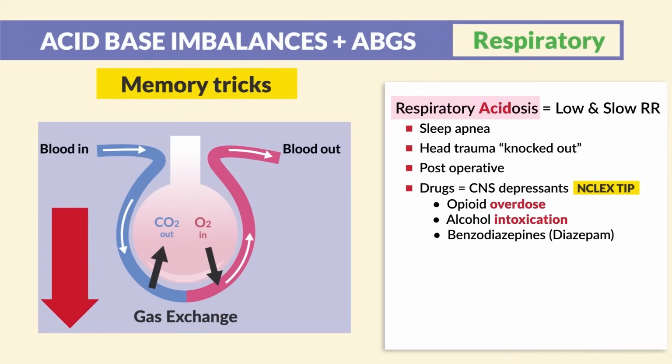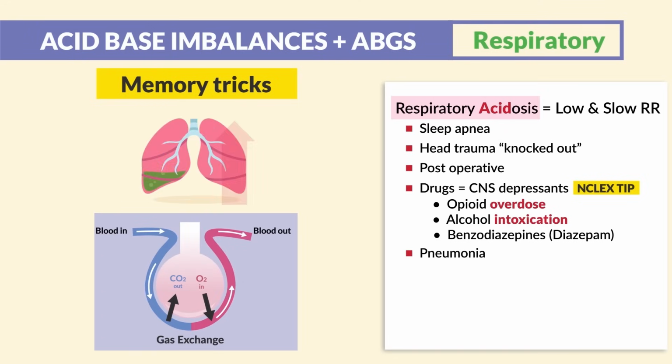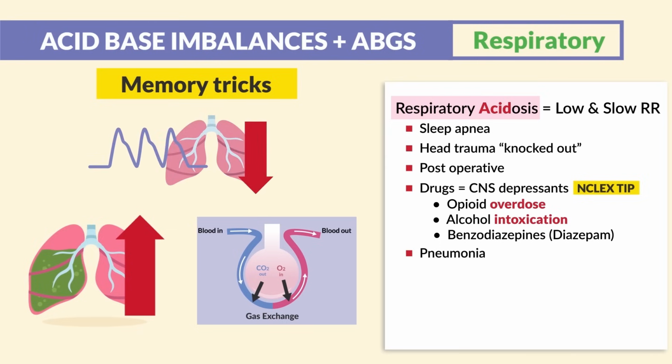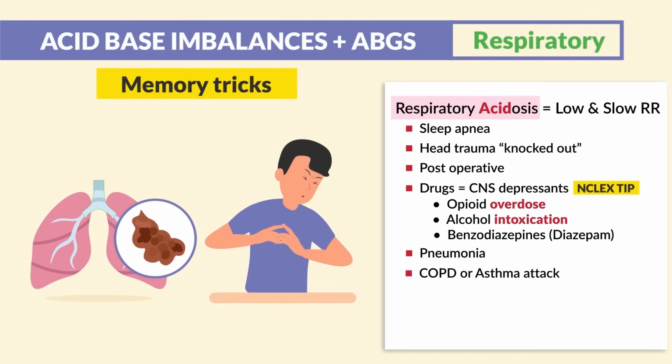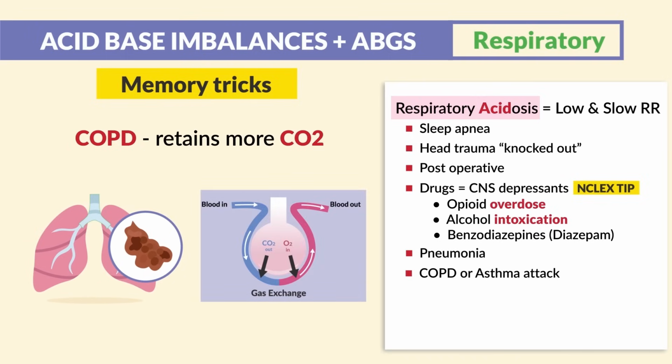Now, we can also have impaired gas exchange from, let's say, pneumonia, where we get thick mucus buildup inside the lungs. So you have to ask yourself, do you have good gas exchange? Well, no. So CO2 is retained in the body, making the blood more acidic. And COPD or asthma attacks. Do we have good gas exchange? Well, no. So CO2 is retained, so just think COPD retains more CO2.